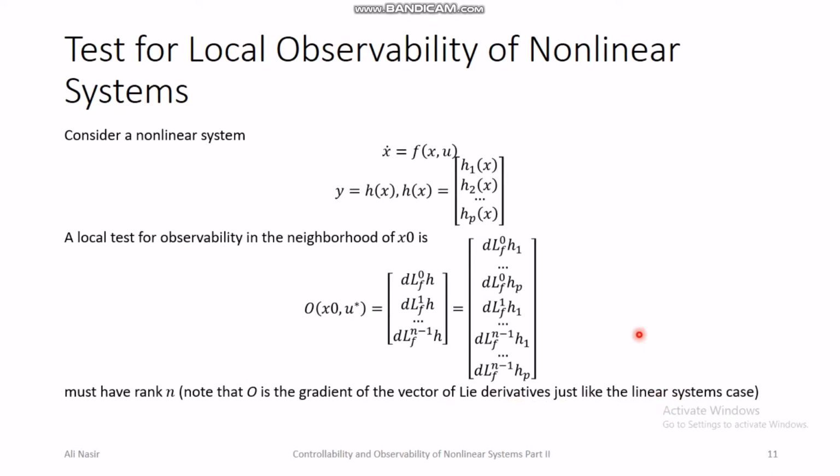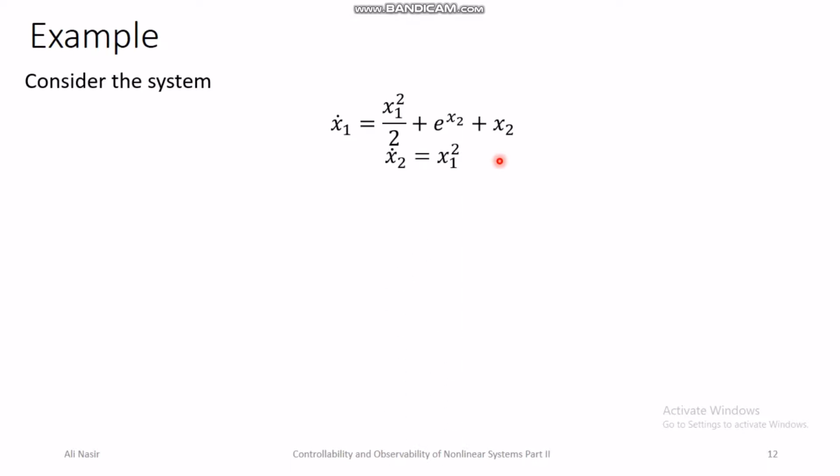Okay, so let's look at an example of observability for nonlinear systems. Let's consider the system x1 dot equals x1 squared over 2 plus e to the power x2 plus x2, and x2 dot equals x1 squared, and y is equal to x1. So this is the nonlinear dynamical system.